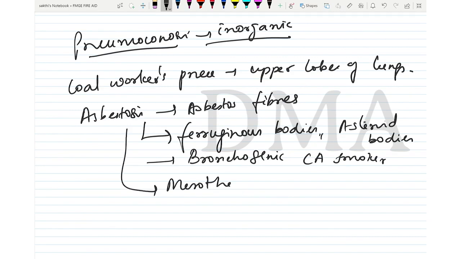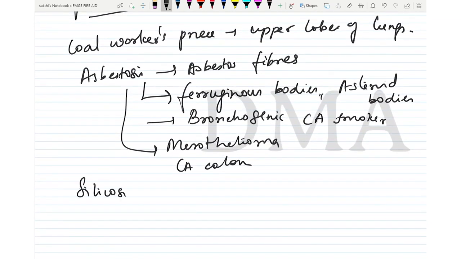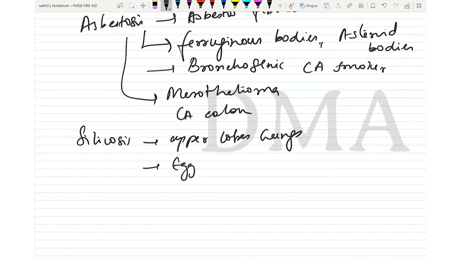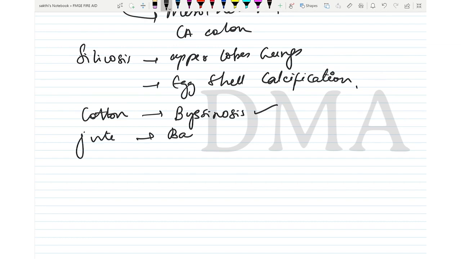Again, inhalation of cotton will produce byssinosis. These are the terms given for the inhalation of organic dusts. Inhalation of jute will produce bagassosis. Inhalation of sugarcane fibers will produce farmer's lung or Hay's disease. And inhalation of feces of birds, you have bird fancier's disease, and you have siderosis, tanosis, and so on according to the inhalation.